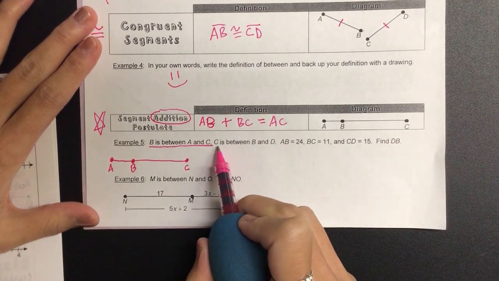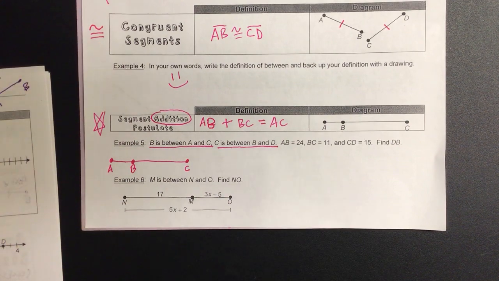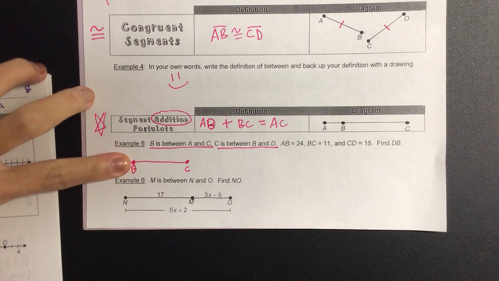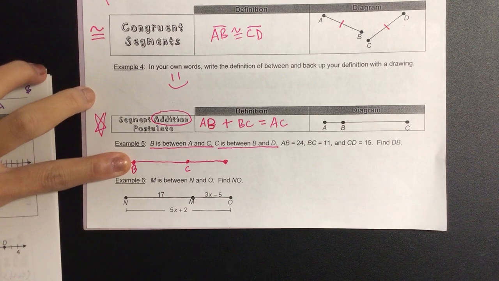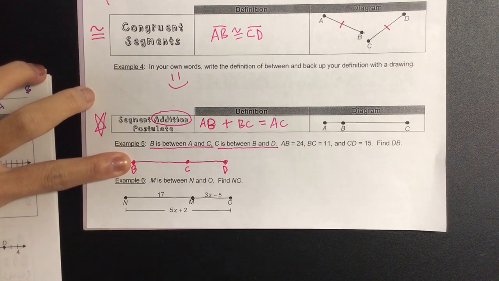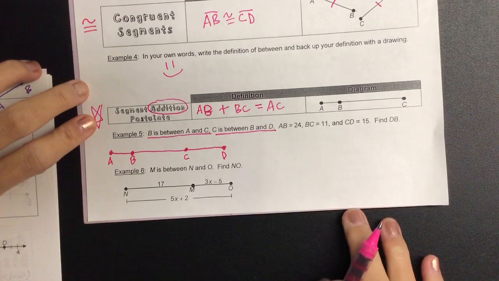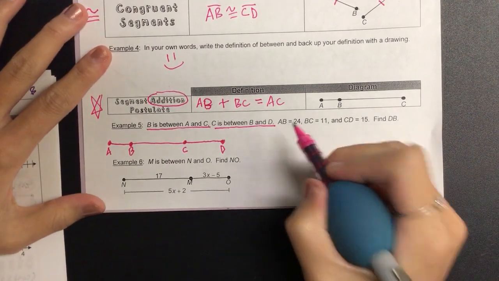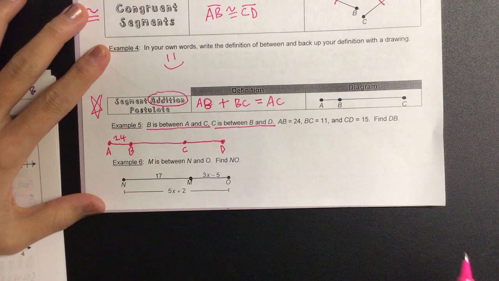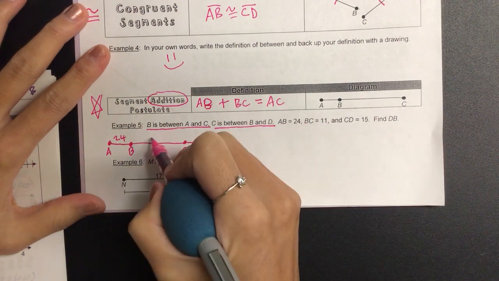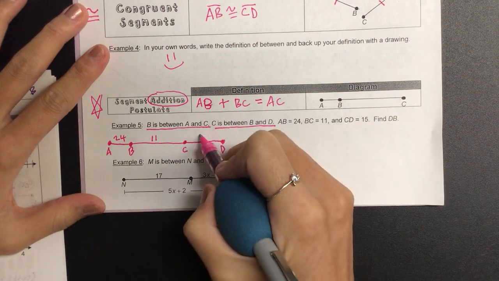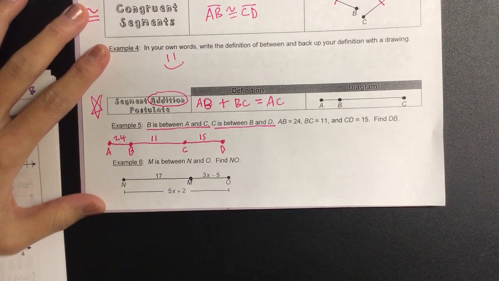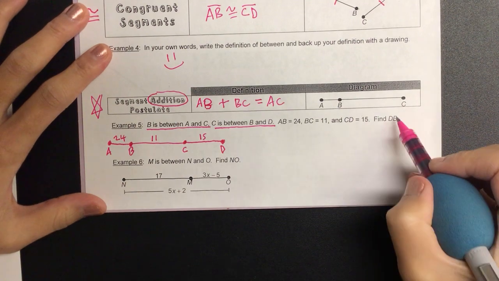The next piece. C is between BD. Who's my endpoints now? B and D. So that means I'm gonna hide this and go, okay, there's my B. So D must be right here. And again, how long you make it does not matter. So are the conditions satisfied so far? Okay, now let's plug in the numbers. AB is 24. And then it said BC is 11. Oh, that's figures not drawn to scale. And then CD is 15. And it says to find DB.